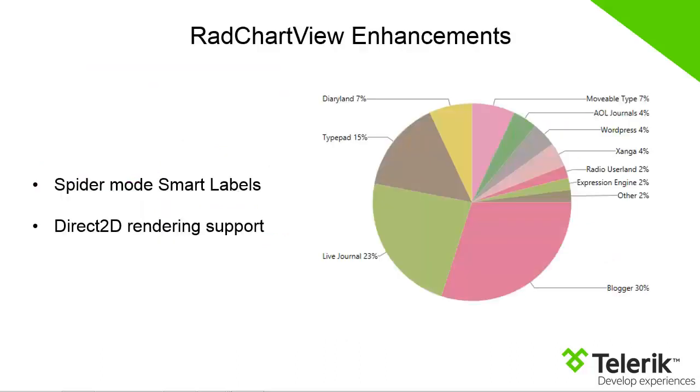RadChartView has been enhanced in a couple different ways. First of all, smart labels for RadChartView have been enhanced with the addition of spider mode labels, which you can see on the image on the right. RadChartView has also been enhanced with direct 2D and bitmap rendering that are now available for all series types. These new enhancements will give you more choices when customizing the experiences of your charts.